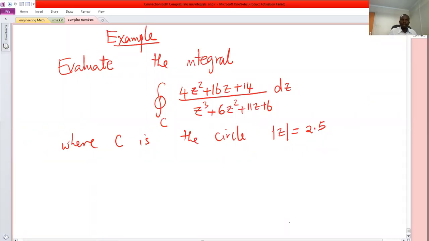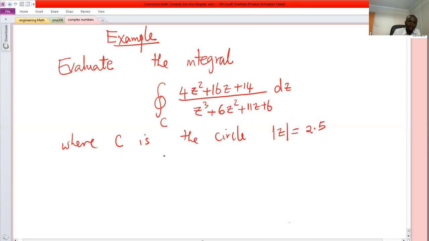Welcome to this session. In this session, we are going to solve this problem, which is testing on application of Cauchy integral formula. So it's to evaluate the integral of (4z² + 16z + 14) divided by (z³ + 6z² + 11z + 6). The integration is with respect to z along the curve, which is a circle of radius 2.5 centered at the origin.